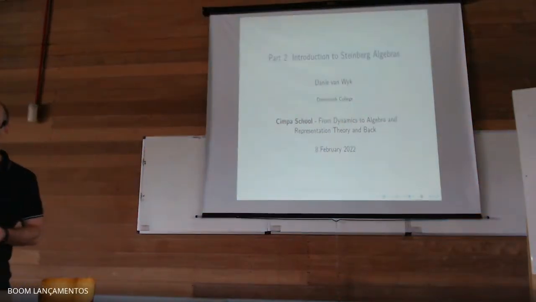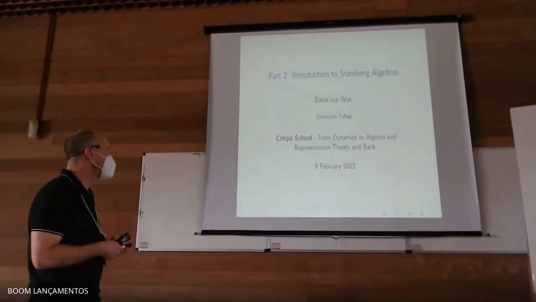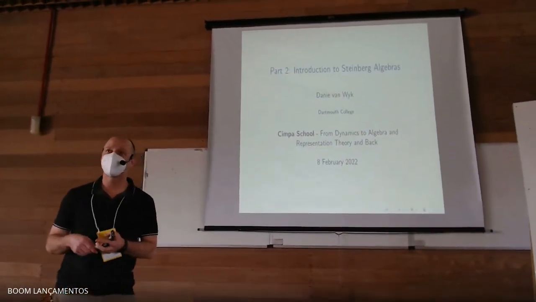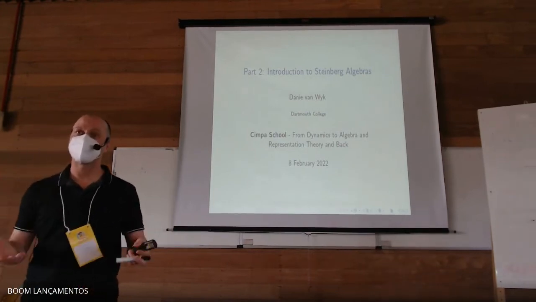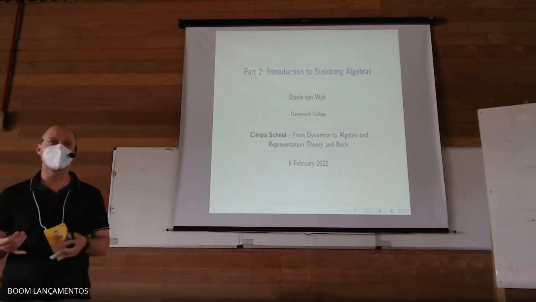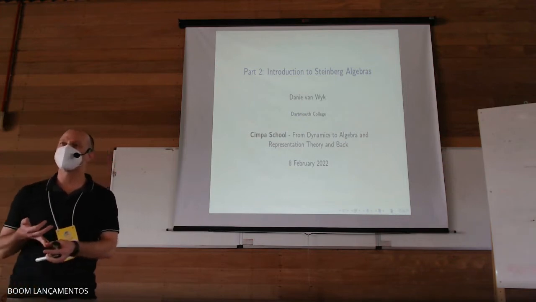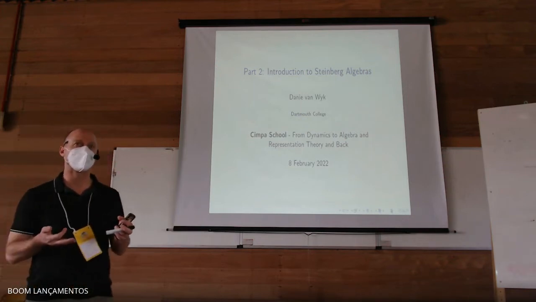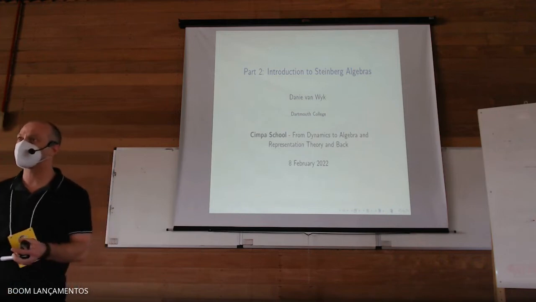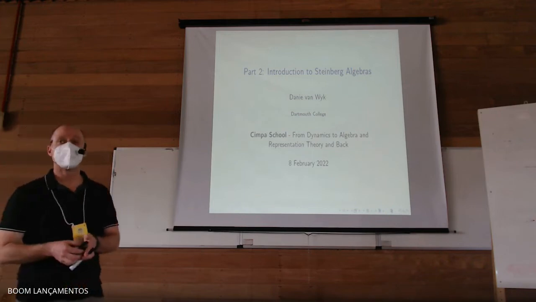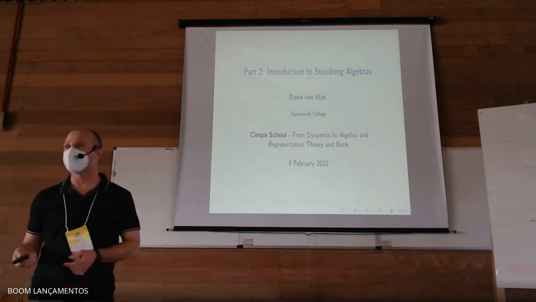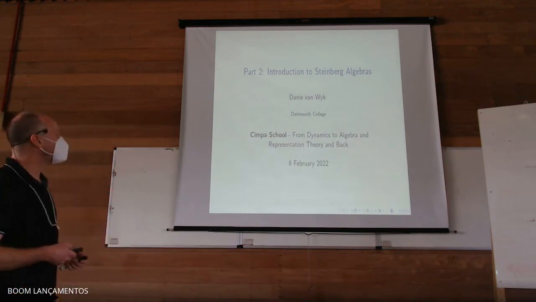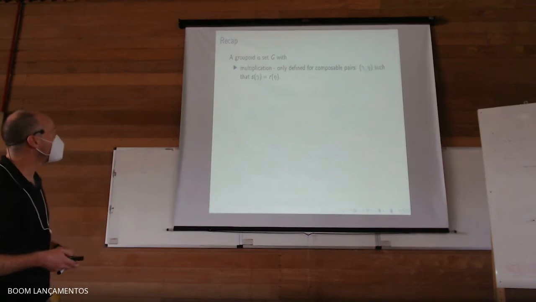Okay. So yesterday we spoke about groupoids. In particular, we talked about topological groupoids. We gave a couple of examples, which included groups, equivalence relations, dynamical systems, and also directed graphs. So today we want to look at how we can build algebras from those groupoids. So maybe just a quick recap.